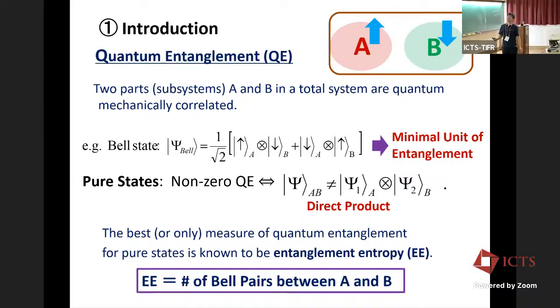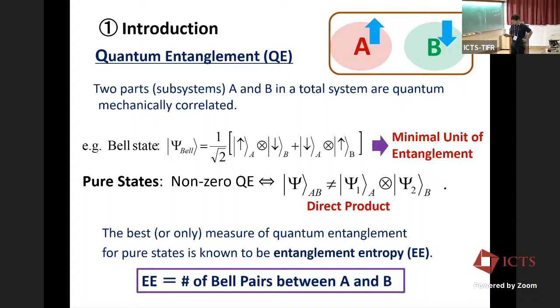We want to generalize quantum entanglement, but let us recall what quantum entanglement was. You can imagine some Bell state. Then there are two spins A and B, and they are highly correlated in a quantum mechanical manner. A is an up spin, and B is a down spin, and they cancel each other always, and that means A spin and B spin are strongly correlated. This Bell state gives us a minimum unit of entanglement. And especially for pure states, there is non-zero quantum entanglement whenever a wave function is not factorized into a direct product of A and B. So this is basically the definition of quantum entanglement.